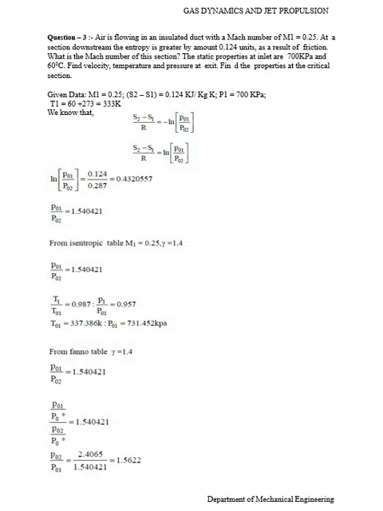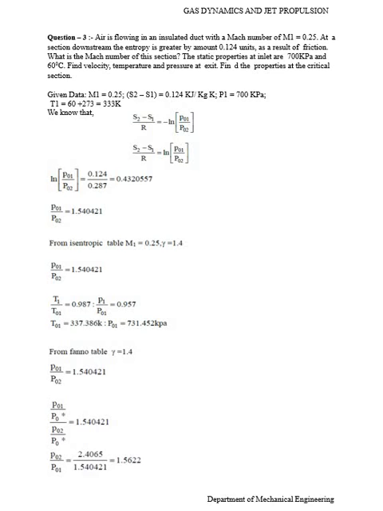So the given data is M1 equal to 0.25, S2 minus S1 equal to 0.124 kilojoule per kg Kelvin, P1 equal to 700 kilopascal, T1 equal to 60 plus 270, that is in terms of Kelvin, 333 Kelvin. We know that S2 minus S1 divided by R is equal to ln of P01 divided by P02. Then ln of P01 divided by P02 equal to 0.124 divided by 0.287 is equal to 0.432. Then P01 divided by P02 equal to 1.54.